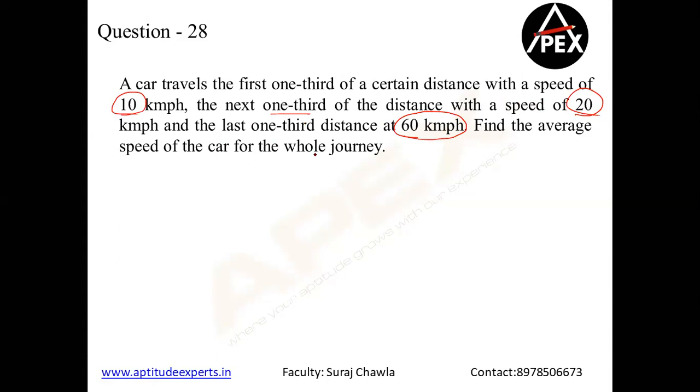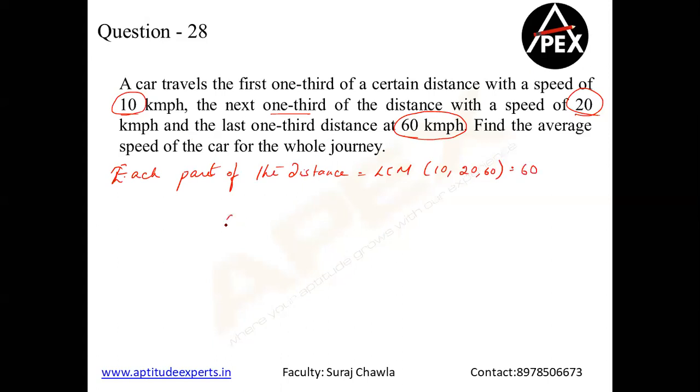So if you want to simplify it, the shortcut, instead of deriving the formula, is to assume each part of the distance to be the LCM of the speeds given to you. So 10, 20, and 60. What is the LCM of 10, 20, and 60? That is 60.